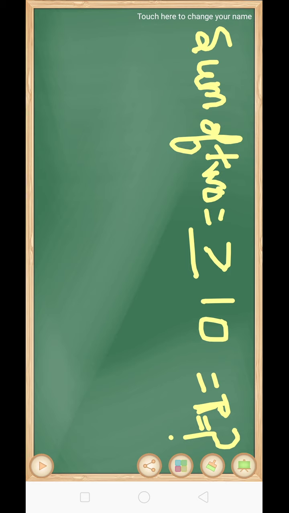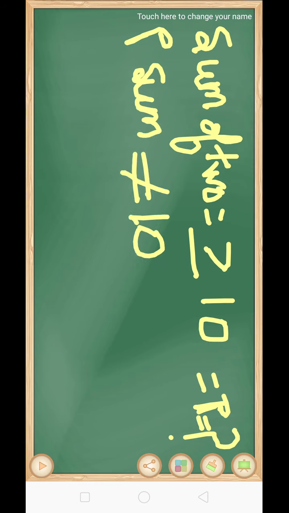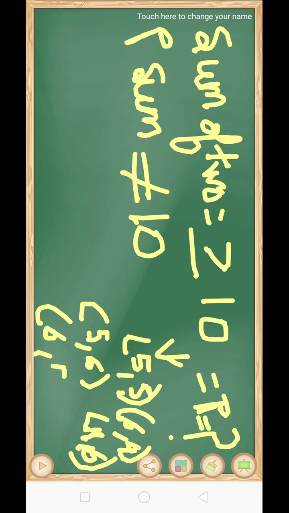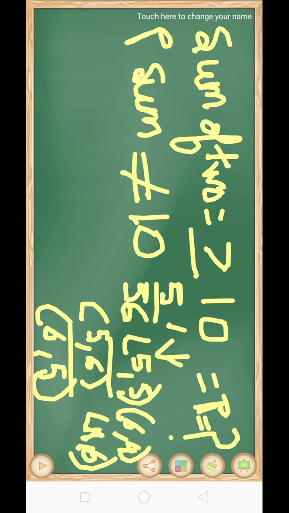And the second question: what is the probability that the sum does not equal 10? For the first question, what are the favorable outcomes? They are (5,5), (6,4), (4,6), (5,6), and (6,5). So the total is 1, 2, 3, 4, 5, that is 5 by 36. That is the answer.